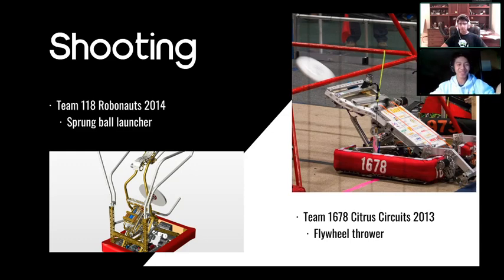The game was Aerial Assist. They had to shoot these large, almost like yoga balls. They are yoga balls. They would shoot them pretty long distances across the field, and also score them into goals. Robonauts had this really interesting and unique sprung ball launcher that was powered by pneumatics pulling a coil back.